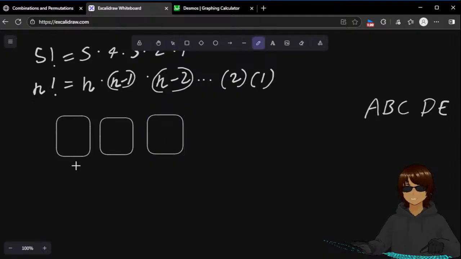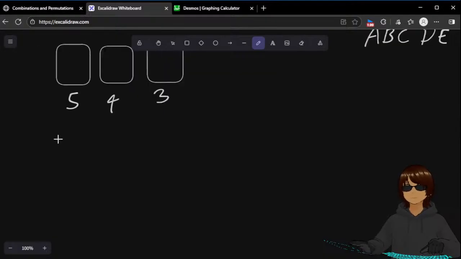Then I have 5 for the first one, 4 for the second one. After I chose this, I have 4 for the second one, and after I chose these two, I have 3 for this one. So in total, I have 5 times 4 times 3 arrangements. That's 60. 60 possible arrangements in this.